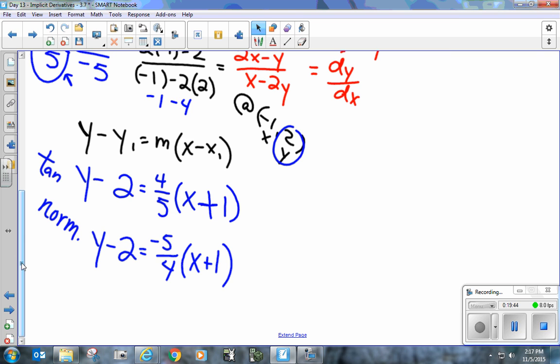And why do we do that? Because despite all this work to find the slope, they just wanted the equations of both of those lines. And we couldn't get them until we got the slope. And we did.